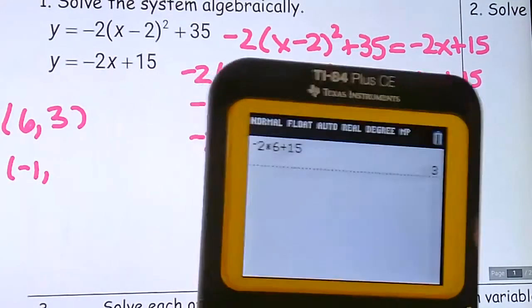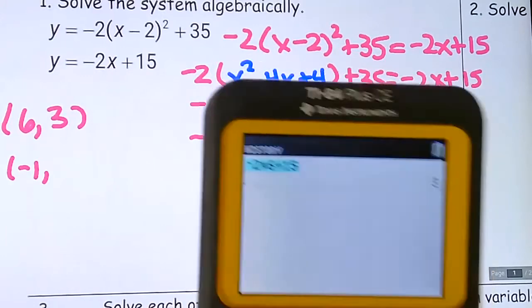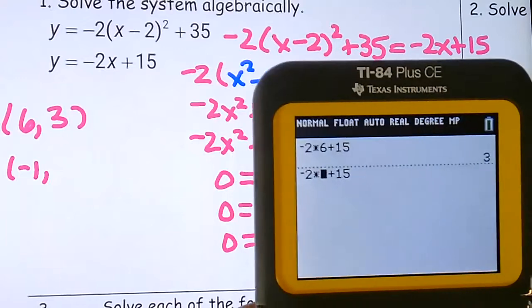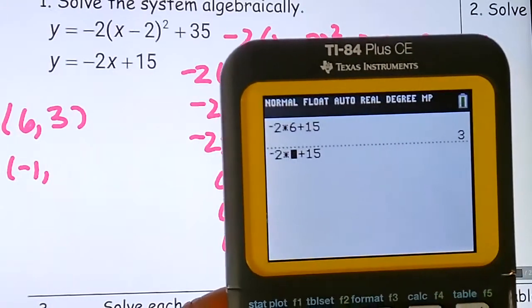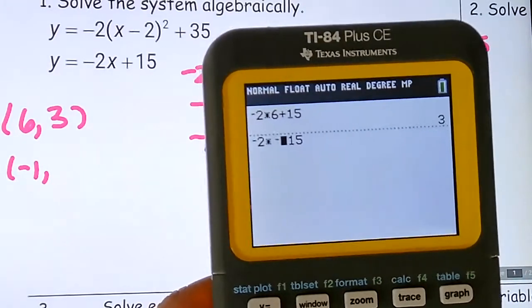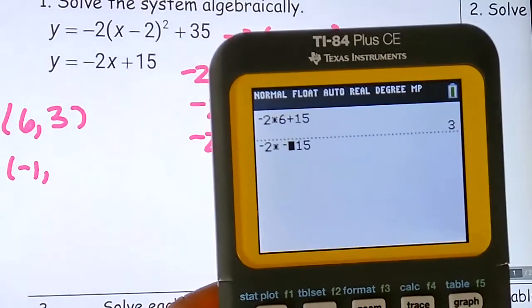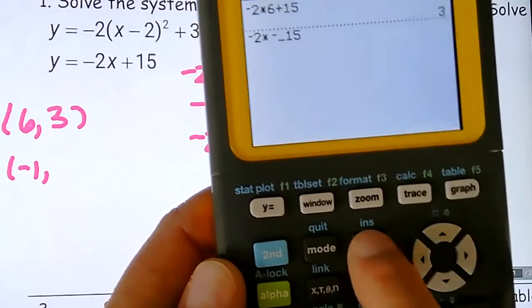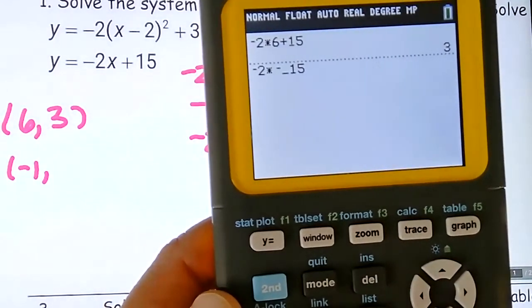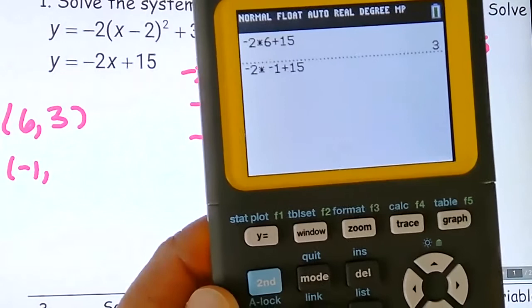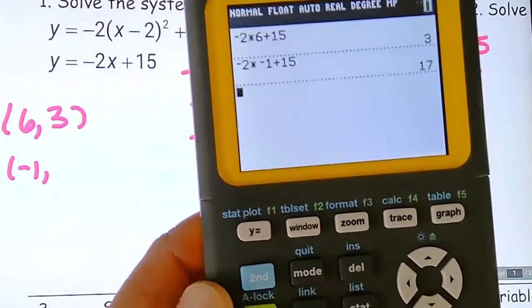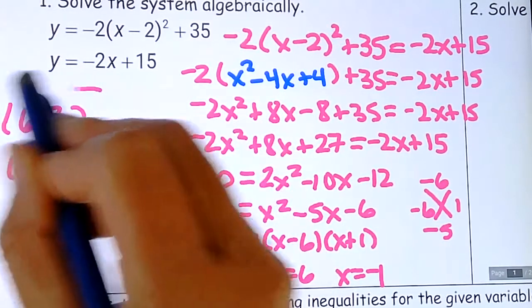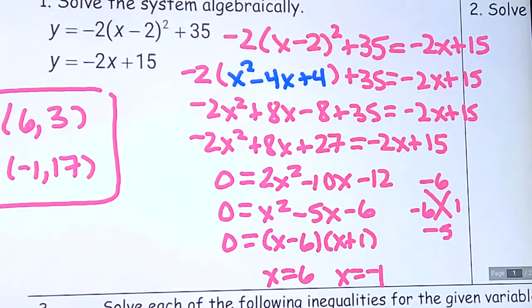And I'm going to do the same thing. Here, I'm just going to come steal this, and I'm going to change this 6 to a negative 1. Now, if I'm going to do this on my calculator, I want to be careful because the minute I do this, I type over. So if I don't want to type over my plus, I can do second and delete for insert. And now I can insert that 1, and now it's not going to type over, and I get a 17. And so these are your 2 points of intersection.